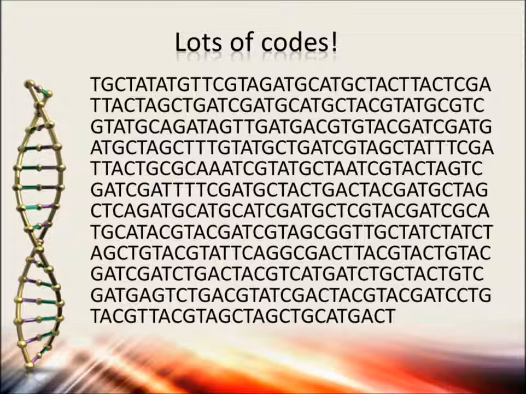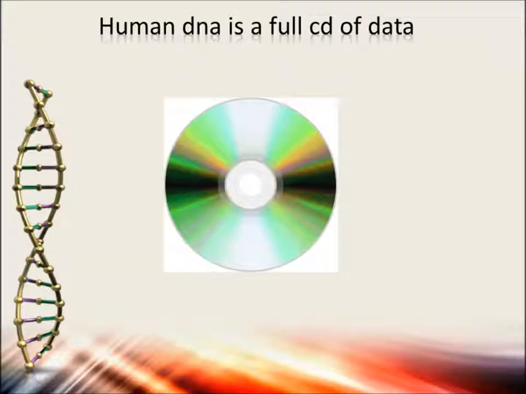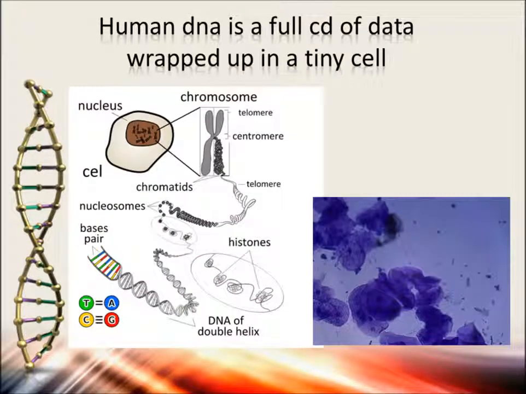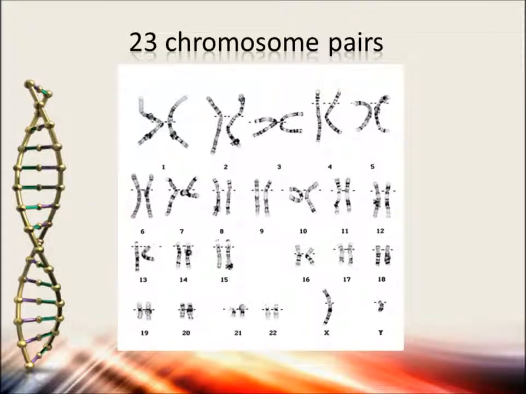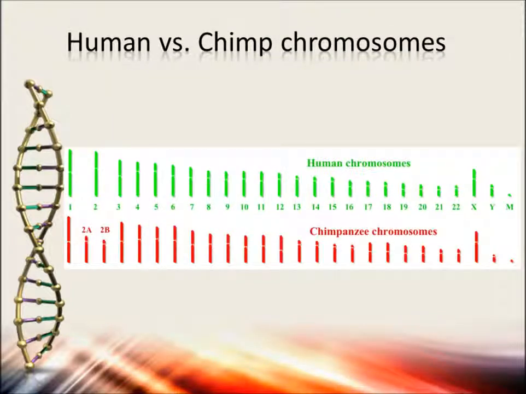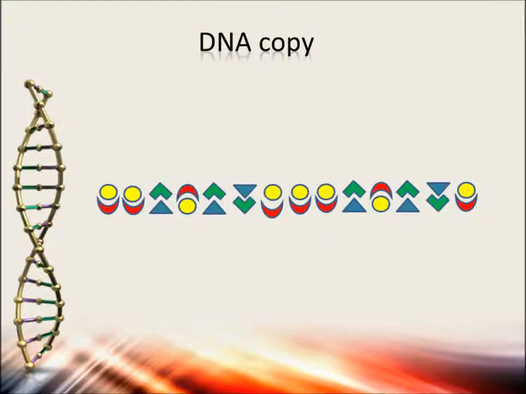Lots of codes. In fact, the human DNA is as much as a full CD of data, but then wrapped up in a tiny cell. So small that you can't even see it. The strings are wrapped up in small spirals, and those spirals form chromosomes. A human being has 23 chromosome pairs. A chimpanzee has 24 chromosome pairs. The extra chromosome pair is because the human chromosome 2 consists of 2 smaller chromosomes in the chimpanzee.